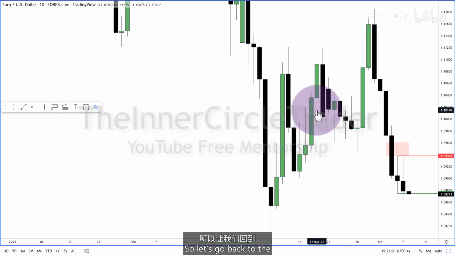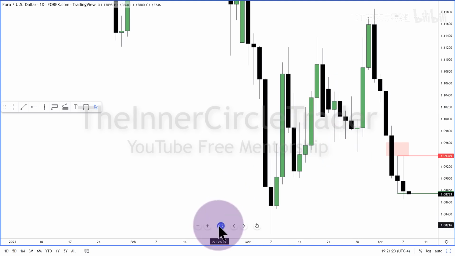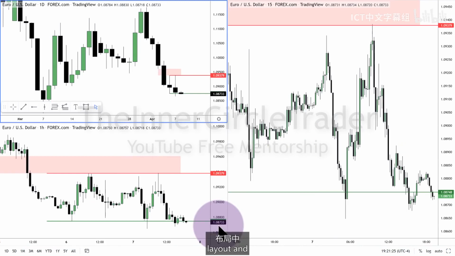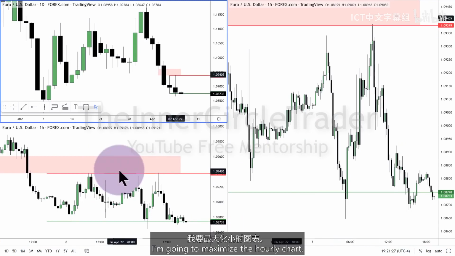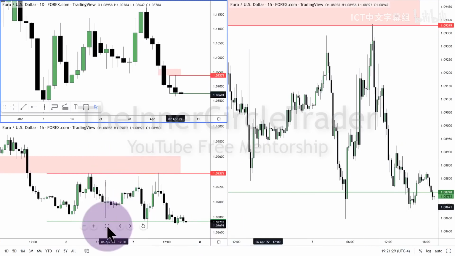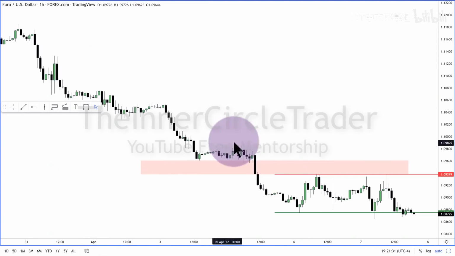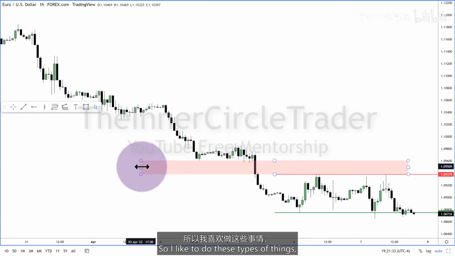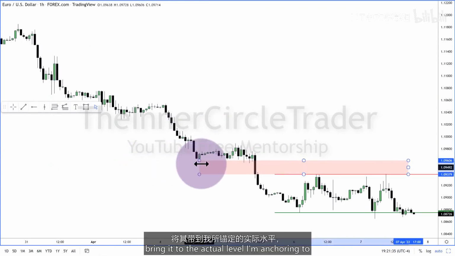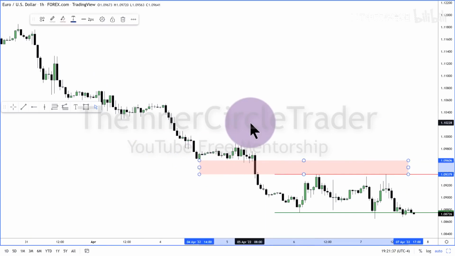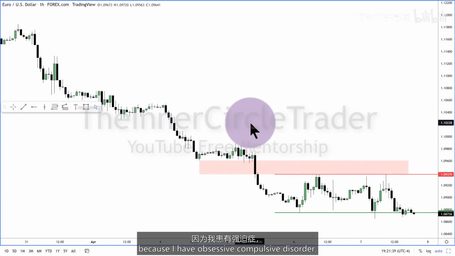Okay. So let's go back to the layout, and I'm going to maximize the hourly chart. All right, so I like to do these types of things, bring it to the actual level I'm anchoring to, because I have obsessive compulsive disorder. So it is what it is.